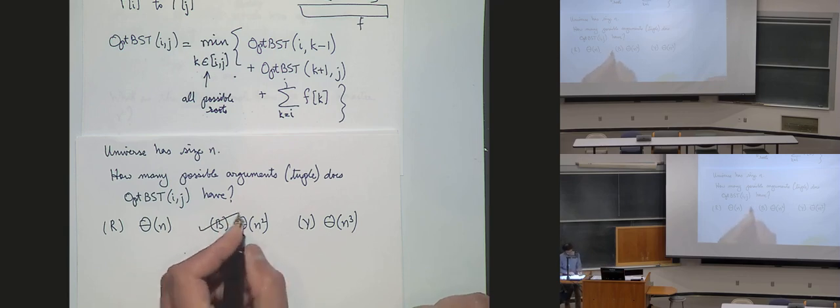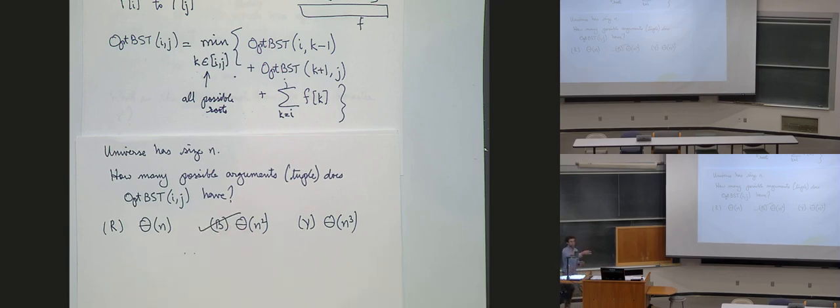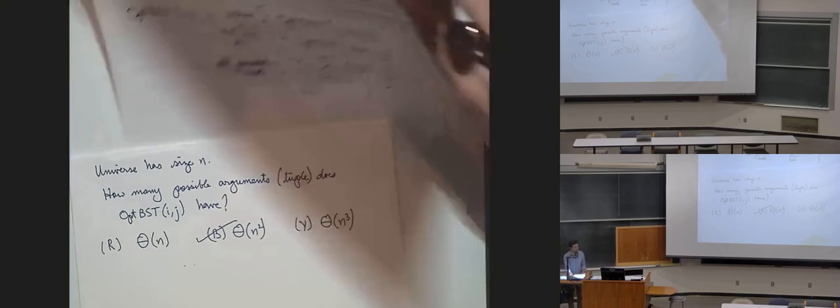Okay, so you see it's theta of n squared because there are n choices for one, n choices for the other. It's actually n choose 2, it's even smaller by half. Okay, and so now we can build our dynamic programming table.